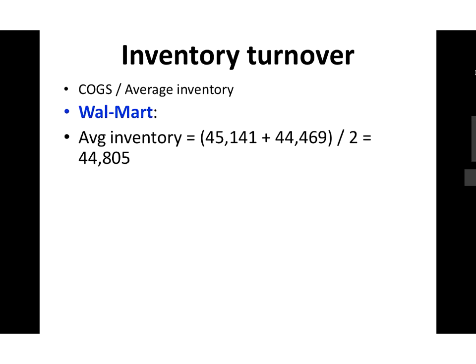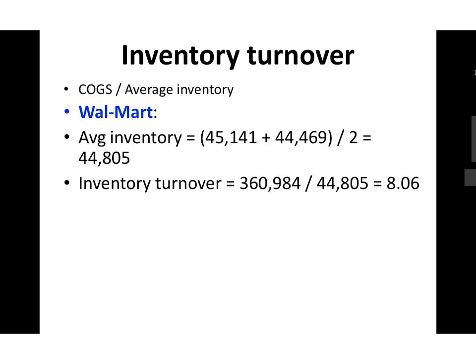So for Walmart's average inventory, I'm going to take this year's inventory, add last year's inventory, and divide by 2. So I get the average inventory. Now, for my inventory turnover, I'm going to take my cost of goods sold for the year and divide by that average inventory. It's telling me how many times I turn my inventory over in a given year. And for Walmart, it's about 8 times a year.